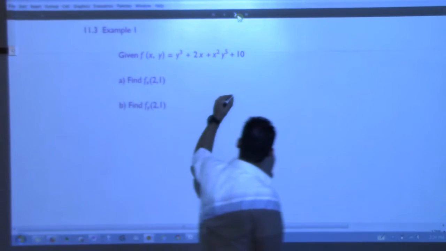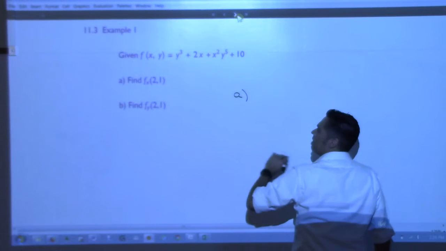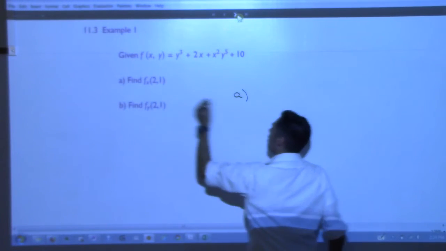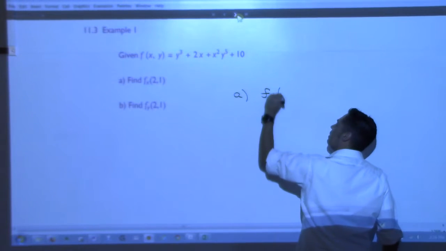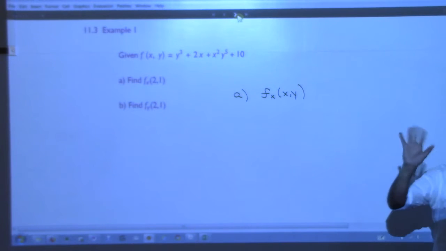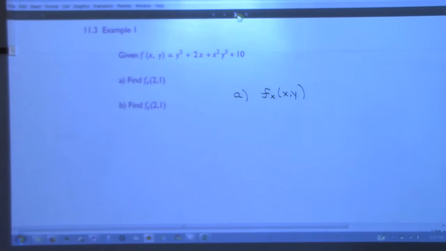Part A. We're trying to find the partial derivative with respect to x at the point (2, 1). So the first thing I'm going to do is I'm going to actually just find what the derivative is. I'm not going to plug any values in. I'm just going to find out what the derivative is. And I'm doing it with respect to x, which means I'm holding what constant? The y is a constant.